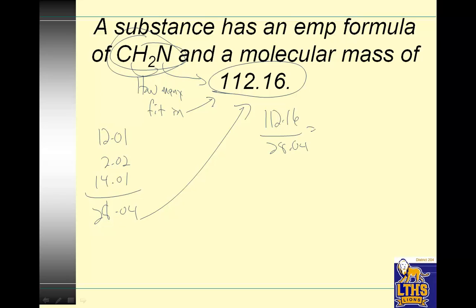I think that's 12. That's 4. Jeez. It is 4. So that's my multiplier. So then I take CH2N, kind of sort of, times 4, and I get C4H8N4. Woohoo!